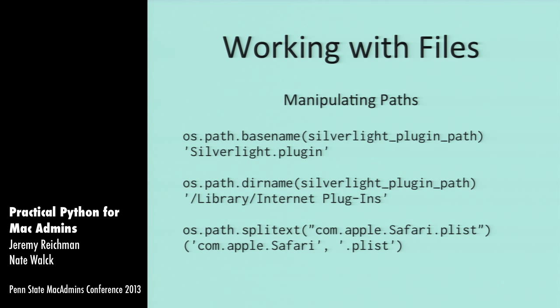When you're manipulating paths, which we do a lot, sometimes you need to know the name of the file. So just like in Bash, where you have the base name command, you can use the same sort of thing in Python. That's OS path base name. And I'm pulling in the variable Silverlight plugin path, and that would represent Silverlight.plugin, that component of the absolute path that I constructed earlier. Dirname, I'm getting the directory portion of that path. So again, nothing ground shattering, but it's just giving me functions that I might be used to from shell scripting.